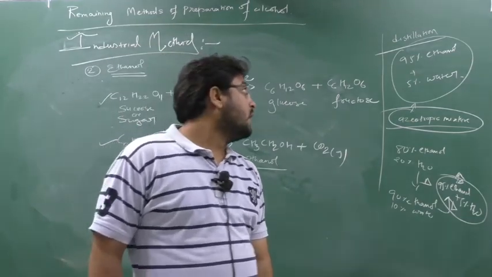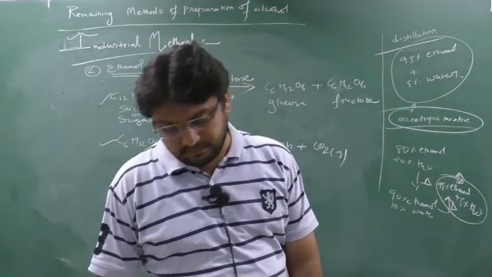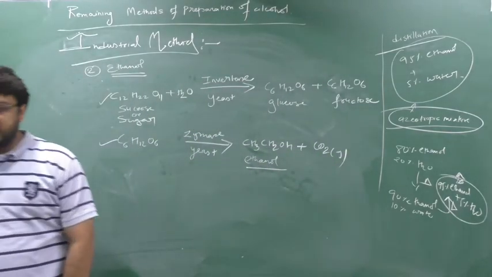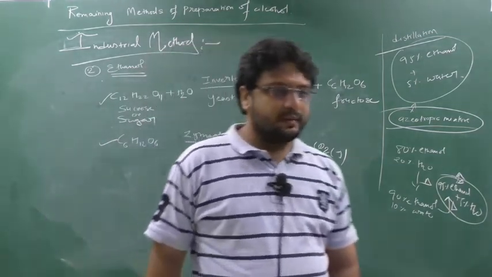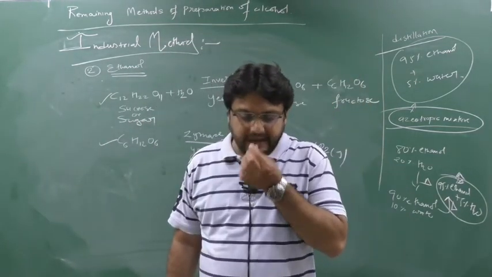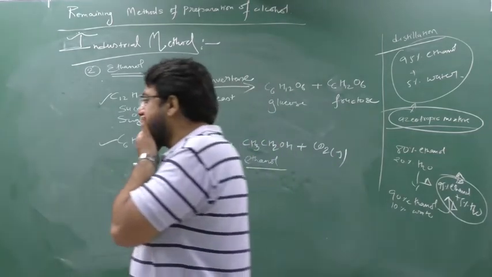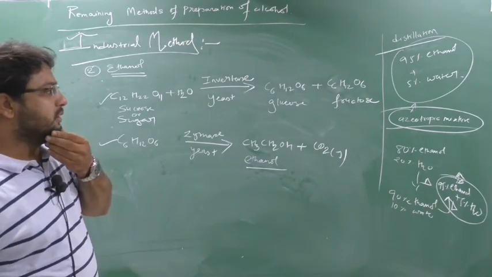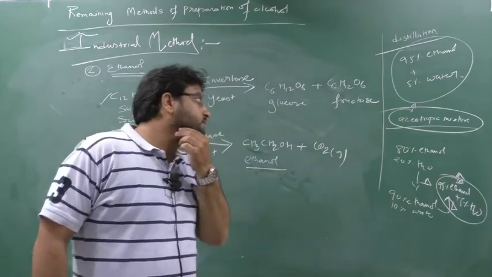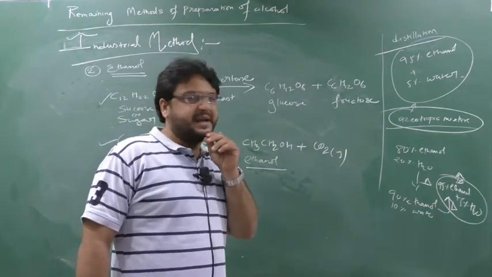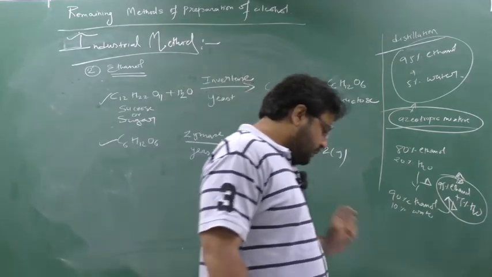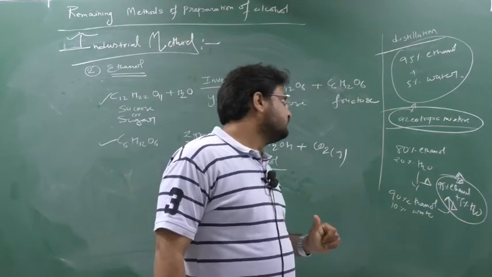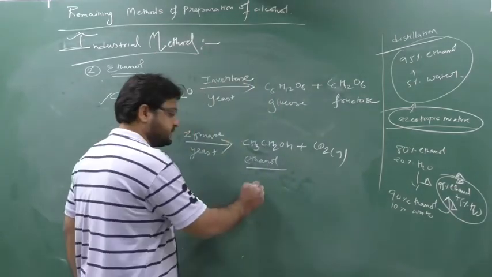Hence, 100% ethanol is not obtained by the fermentation method. More purity of ethanol, that is 99.99%, is obtained by membrane technology. Just note it as a key point.